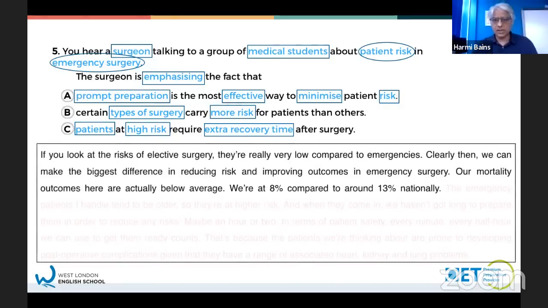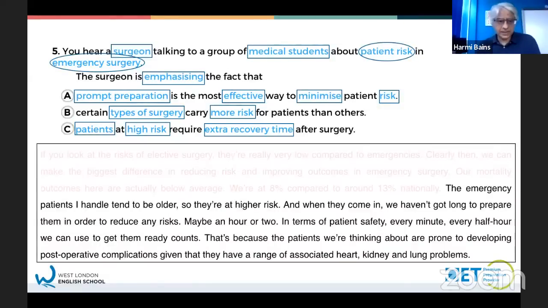Okay, here's the tape script. Again, you can see in the first sentence that they introduce the question. The speaker says, if you look at the risks of elective surgery, then they're really low compared to emergencies. And then the speaker says, clearly then, we can make the biggest difference in reducing risk and improving outcomes in emergency surgery. Our mortality outcomes here are actually below average. We're at 8% compared to around 13% nationally. So far there isn't anything too much there. Remember, the surgeon is going to be emphasizing something, and we haven't got anything there yet. It's really just giving us information about emergency surgery.